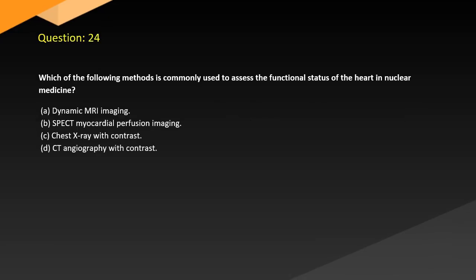Question 24. Which of the following methods is commonly used to assess the functional status of the heart in nuclear medicine? A. Dynamic MRI imaging. B. SPECT myocardial perfusion imaging. C. Chest X-ray with contrast. D. CT angiography with contrast.